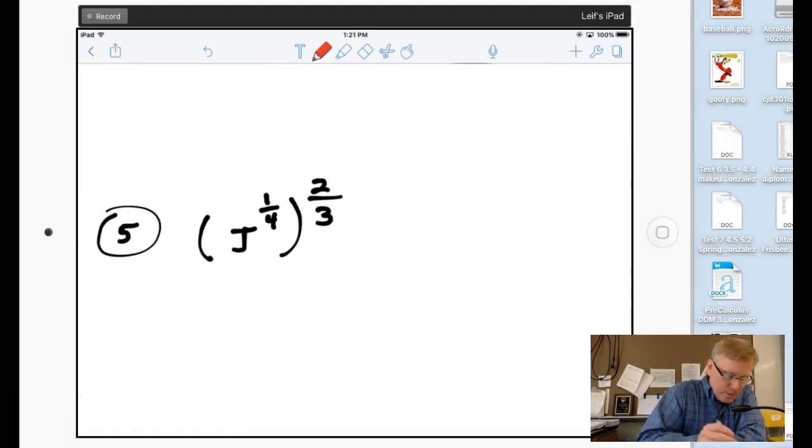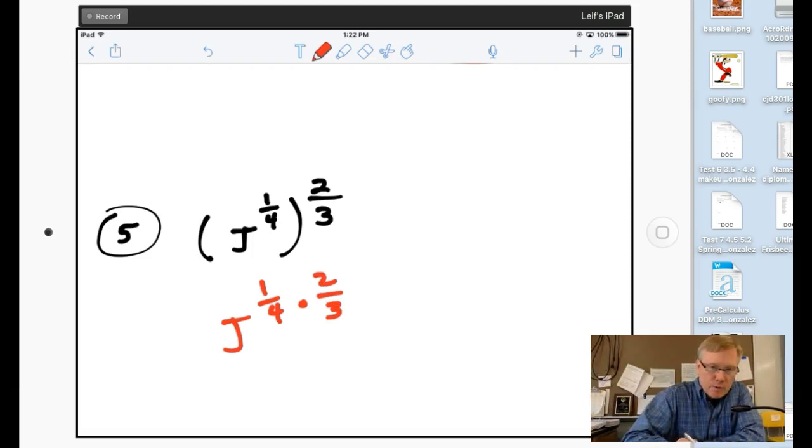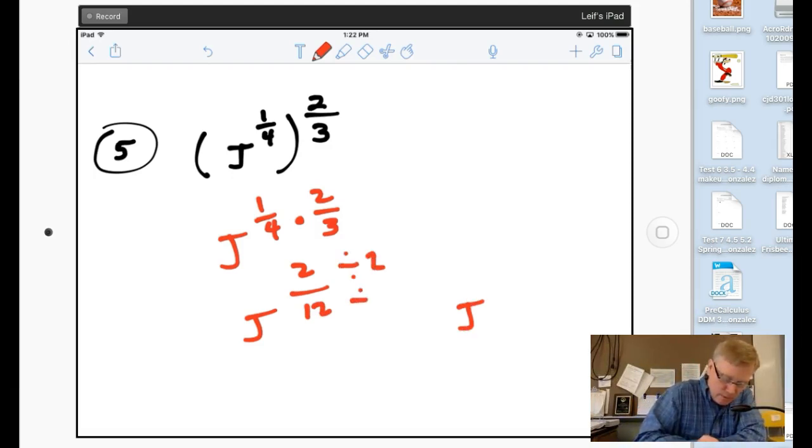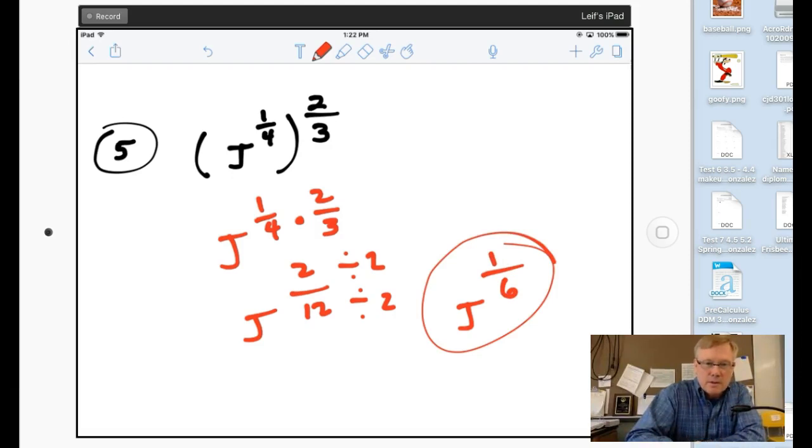Next one. A little trickier. This one has parentheses between the exponents, which means you don't add them, you actually multiply them. So I'm going to multiply j to the 1/4 times j to the 2/3. And hopefully you remember that multiplying fractions is easy. It's adding and subtracting them that's hard. So if I multiply those together, I multiply the numerators together. Sorry, 2 times 1 is 2. And 4 times 3 will give me the denominator of 12. And then I can reduce that fraction. They're both divisible by 2. 2 divided by 2 is 1. 12 divided by 2 is 6. And there's the answer. Okay.